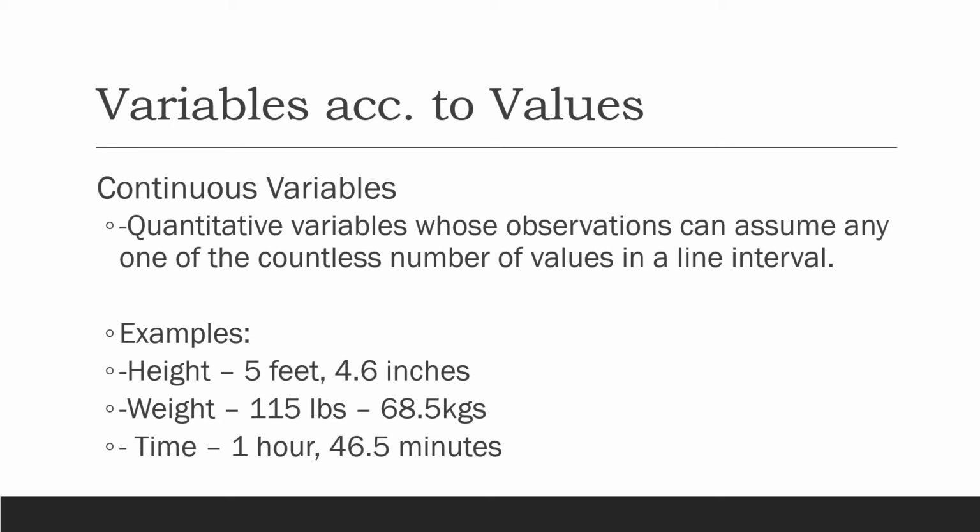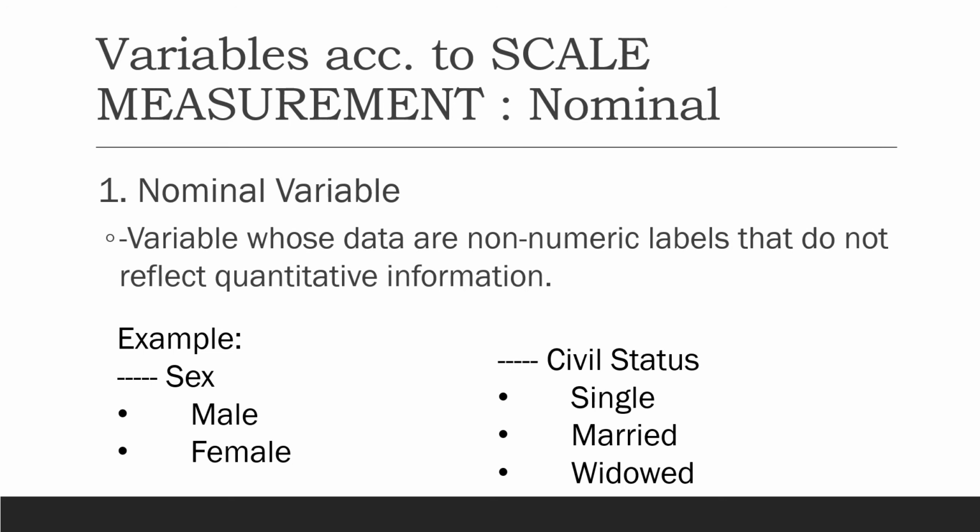ating mga continuous numbers. Next, we do have the variables according to scale of measurement. We have your first one is your nominal variable. The nominal variable whose data are non-numeric labels that do not reflect quantitative information. Walang mas mataas, walang mas madami sa kanila. For example, your sex. That's your male and female. Okay? Pwede na male and female, but pwede mo siyang baliktarin kung gusto mong unahin ang female, it's okay. Wala pong magbabago sa iyong study.